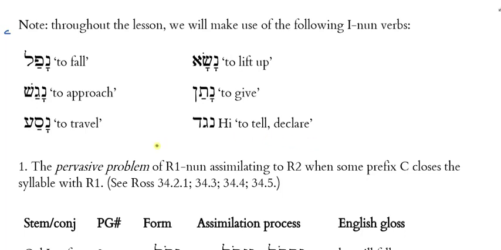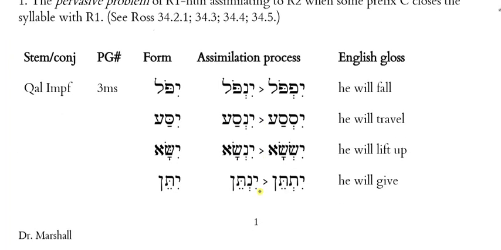All right? So let's look first of all at the pervasive problem of root 1 nun assimilating to root 2 when some prefix consonant closes the syllable with root 1. And Ross covers these examples in several different places throughout the chapter. I'm trying to simplify Ross here for you and to give you this problem in all of the situations that we just saw in the principal parts sheet. So let's just look at some examples of this.